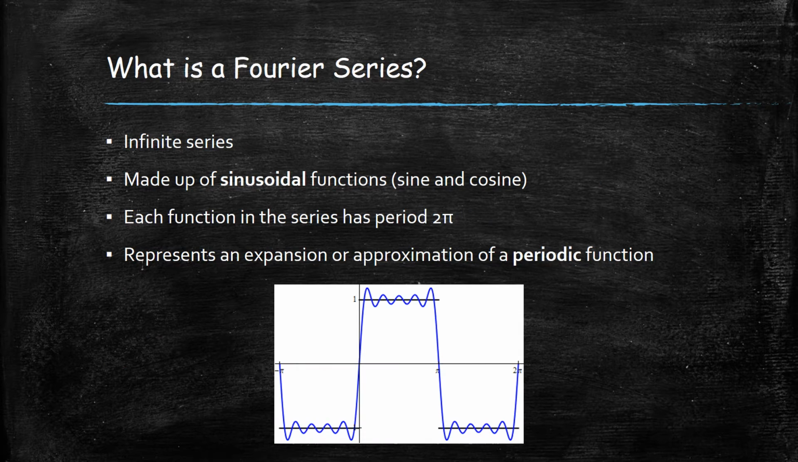A Fourier series is an infinite series valid globally for all values of x. The series uses a combination of sinusoidal functions, sine and cosine, each with parent functions of period 2 pi, to approximate other periodic functions.